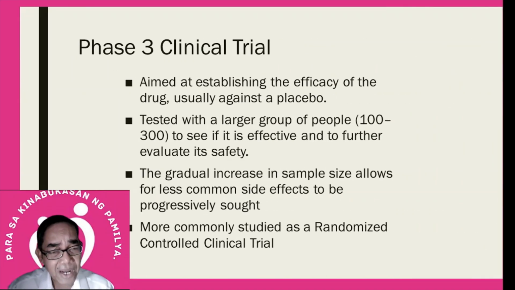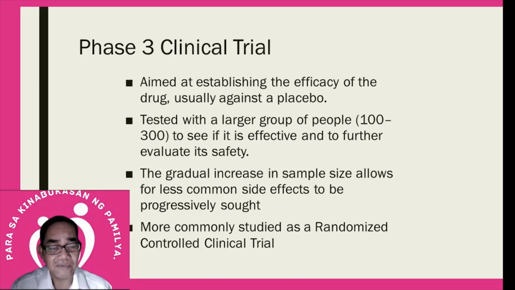In a phase 3 clinical trial, this is now aimed at establishing the efficacy of the drug, and usually against a placebo. And it is tested with a much larger group of people, up to 300 or even beyond, to see if it is effective and to further evaluate its safety. A gradual increase in the sample size allows for less common side effects to be progressively sought that are not seen in the phase 2 clinical trial. And this is more commonly studied as a randomized controlled trial.